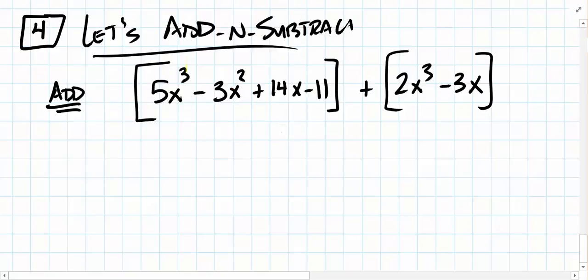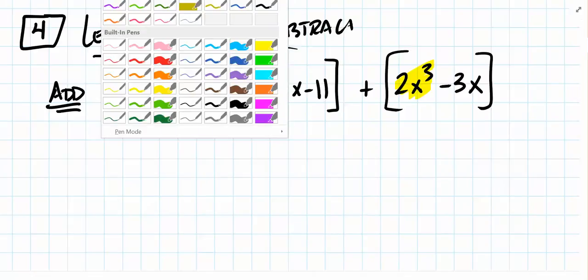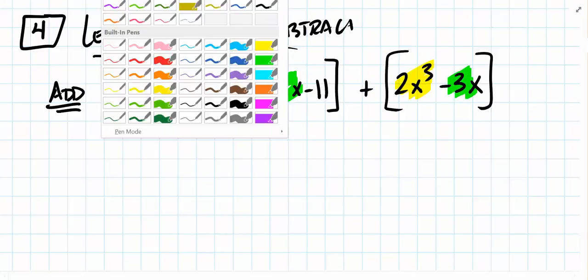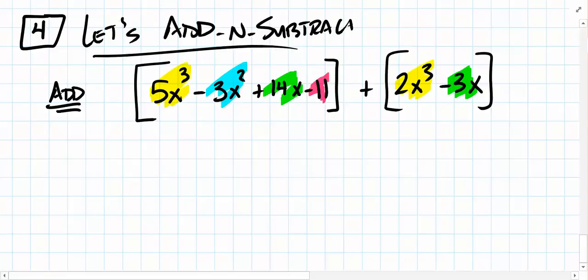I have x squareds here. That's it. I have an x here and I have x's here. And then I have an 11. Look at all those different colors. See it? All you've got to do is put the right color with the right color. It's really that simple.